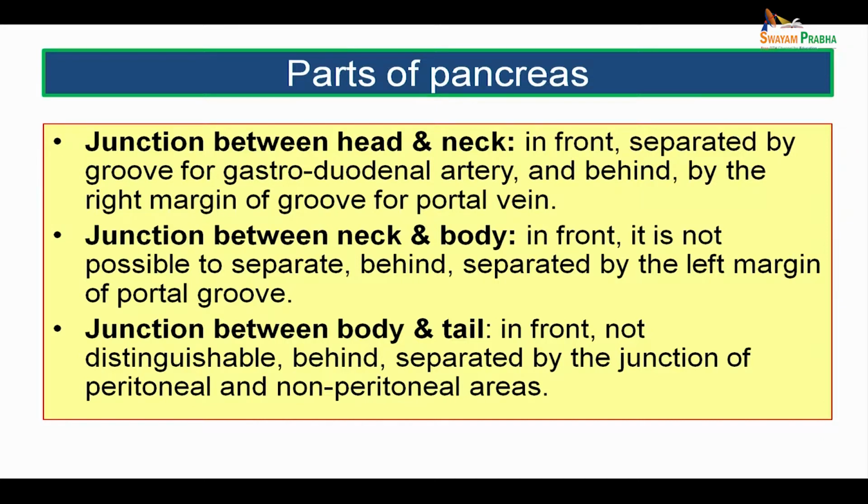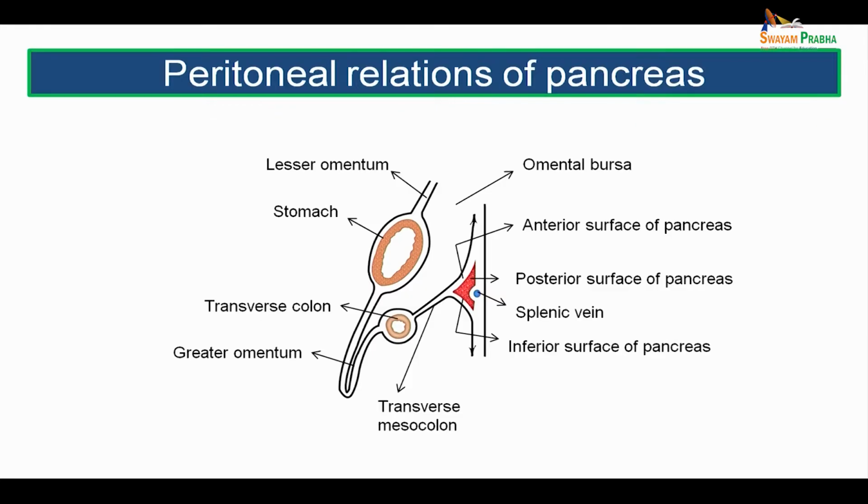Junction between the body and the tail in front is not distinguishable, but behind it is separated by the junction of the peritoneal and non-peritoneal areas of the pancreas. Going on to the peritoneal relations of the pancreas.